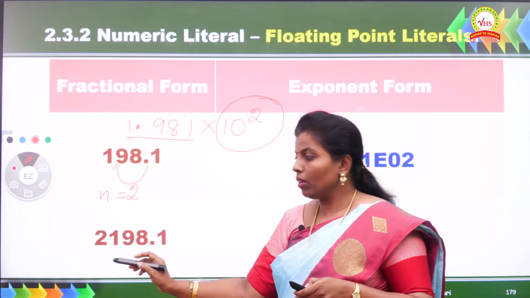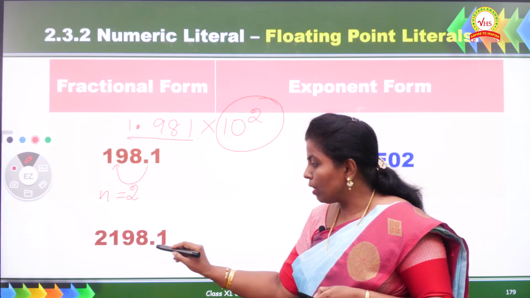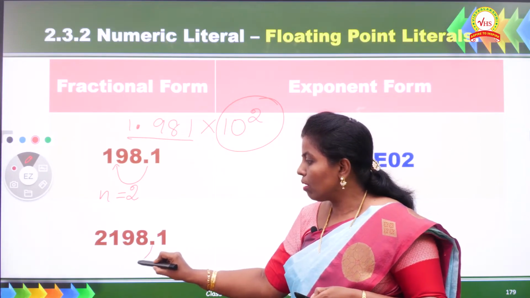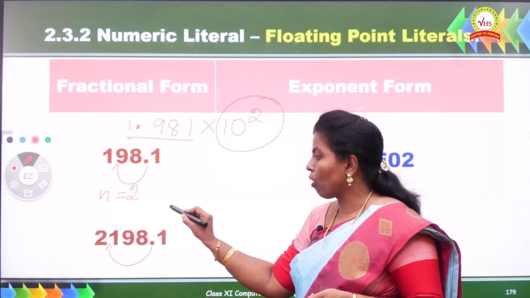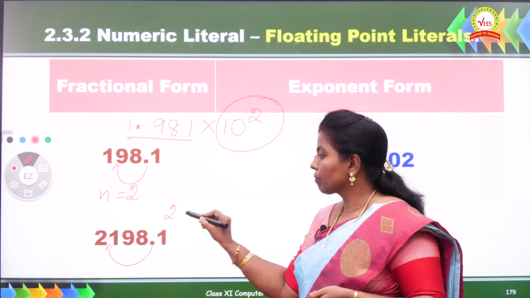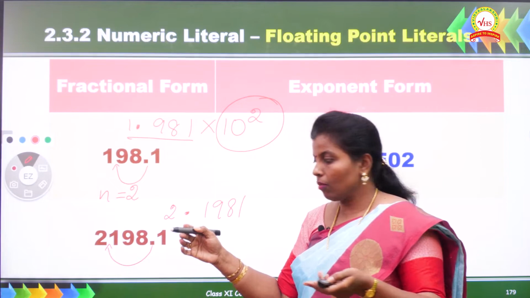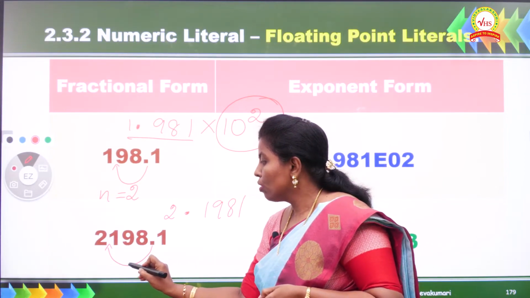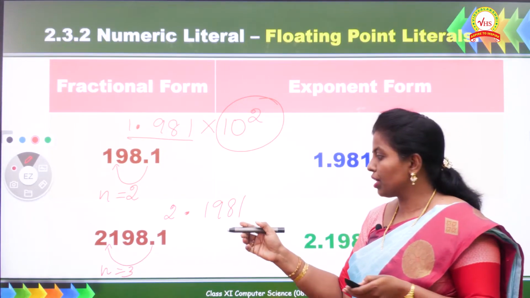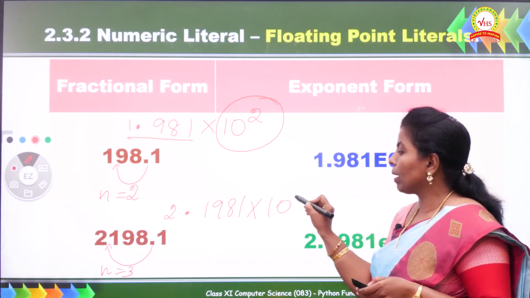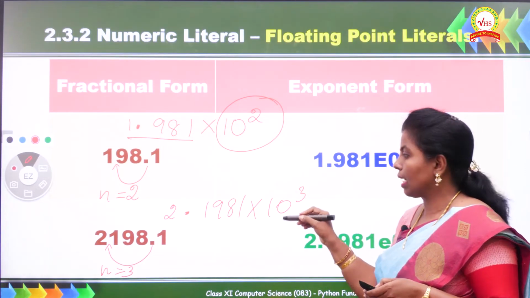Here there is another example, 2198.1. As usual, this decimal point has to be moved after the first number. When I move it, this number takes the form of 2.1981. And how many digits have I moved? I have moved 3 digits. So, the value of n is going to be 3. I have moved towards the left direction, so I am going to multiply this by 10 power 3.